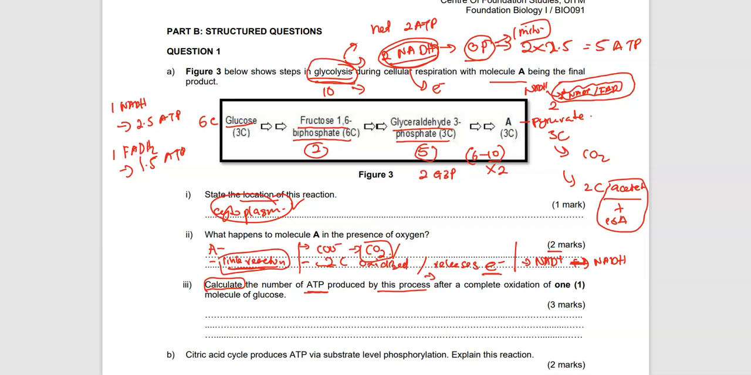So it depends on the cell. If we are looking at a liver cell, the electron will be passed to the NAD plus molecule to form NADH. But if the cell is a brain cell, the electron will be passed to the FAD molecule to form FADH2. So there are two ways of showing the calculation.